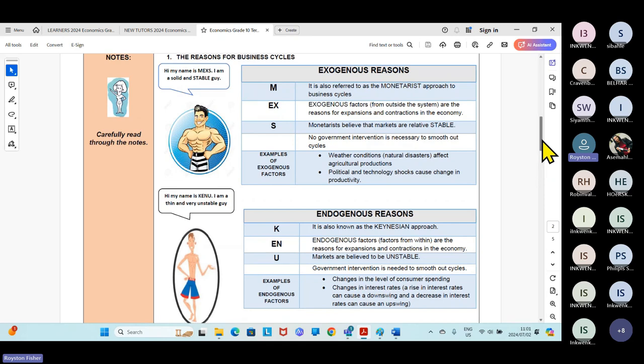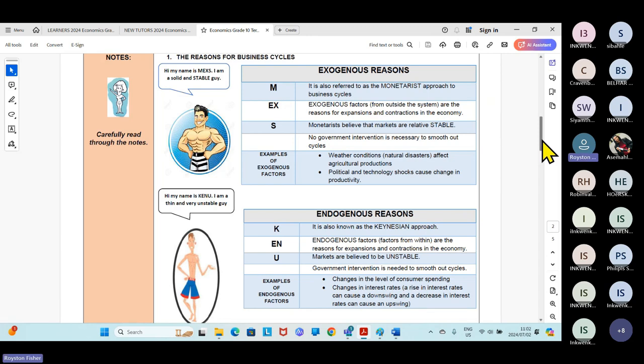So this is one method that you could use to study at the end of the year, because remember, these might be concepts, but these concepts will help you to answer questions where they could ask you maybe to differentiate between exogenous and endogenous. So then you can just use this acronym to your disposal, or they could even ask you more questions relating to this.